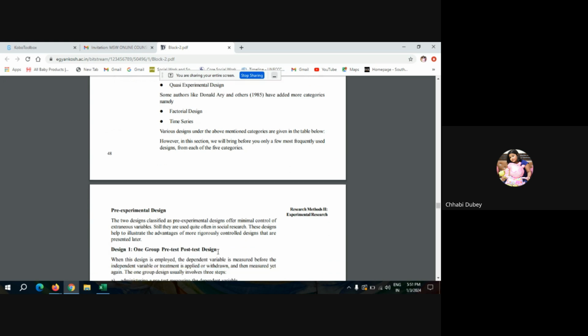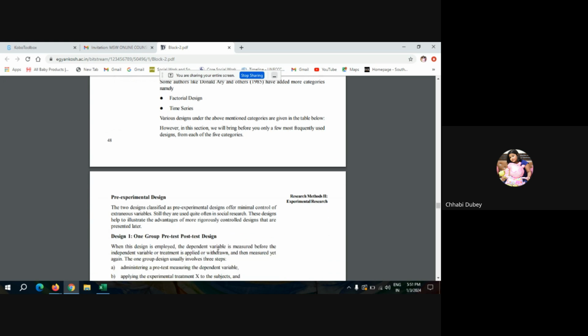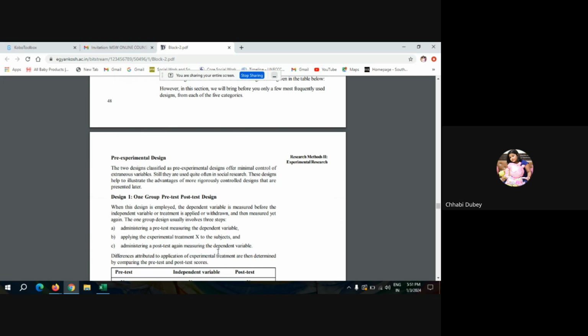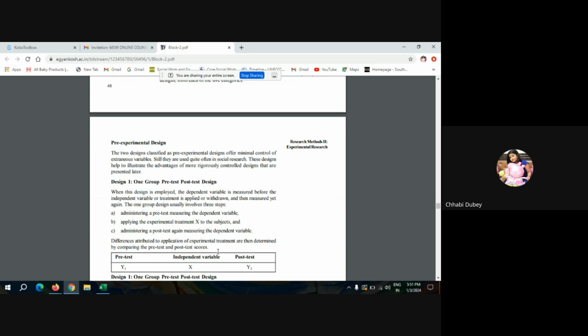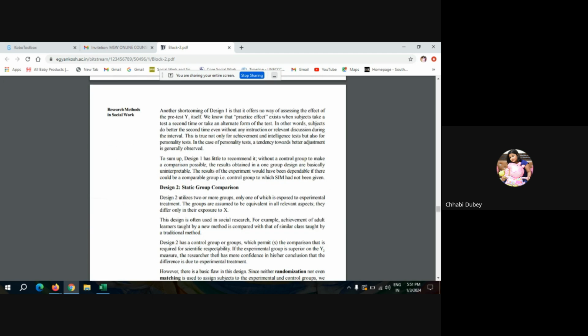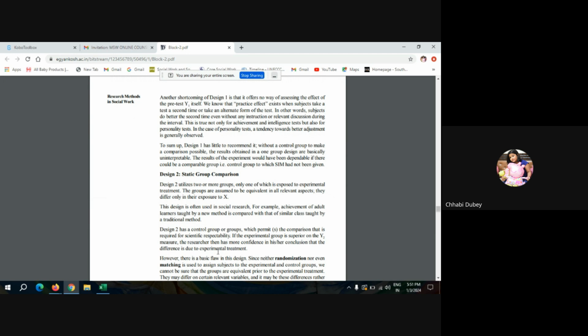Now we have already seen the pre-experimental design in the first unit, where we were talking about the one group pre-test, post-test design. We have already seen this design earlier. Then there is a second design which is known as the static group comparison.